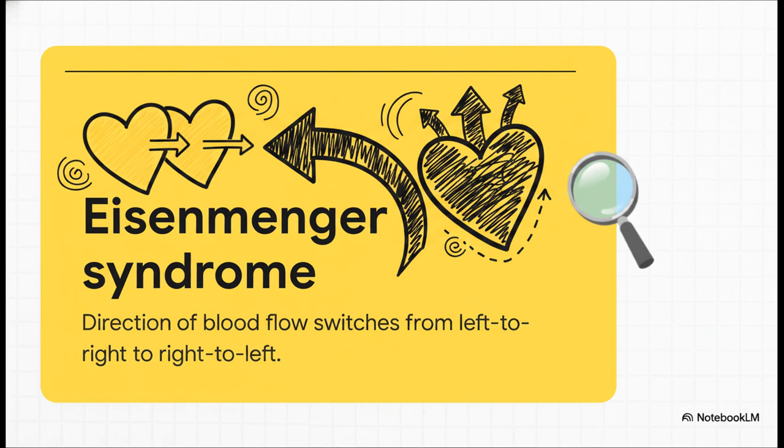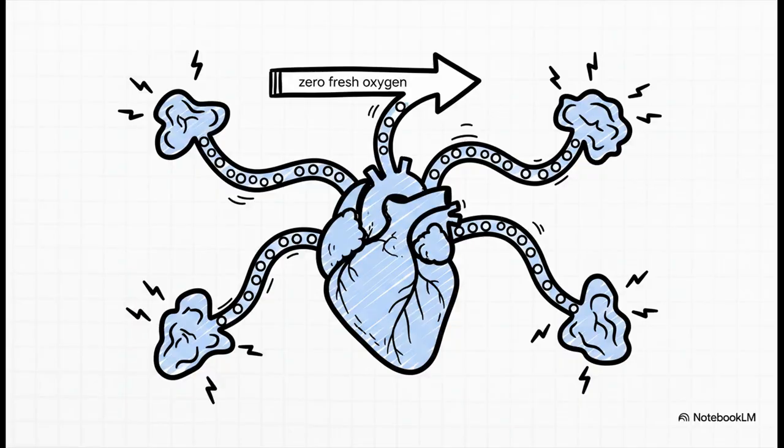The pressure in the right ventricle climbs so incredibly high that it actually overtakes the pressure in the left ventricle. The current completely flips. The left-to-right shunt suddenly reverses into a right-to-left shunt. This is the ultimate uh-oh moment for the body.